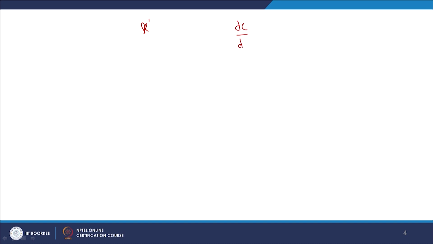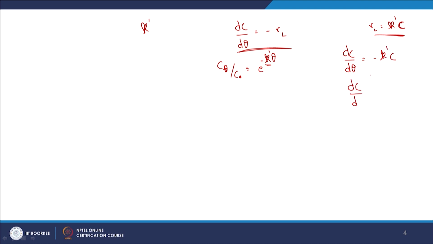So, dC by d theta is equal to minus rate of loss here, right. So, again what is that going to be equal to, or how can I transform that into now? If I integrate and so on and so forth, C theta by C naught is equal to e to the power of minus k dash theta. K dash here is the pseudo first order rate constant, right. Obviously, rate of loss is k dash times C, right. So, just plugging in the relevant values here, dC by d theta is equal to minus k dash C, right. dC by C is equal to minus k dash times d theta, and again integrating that, this is what I end up with, right.